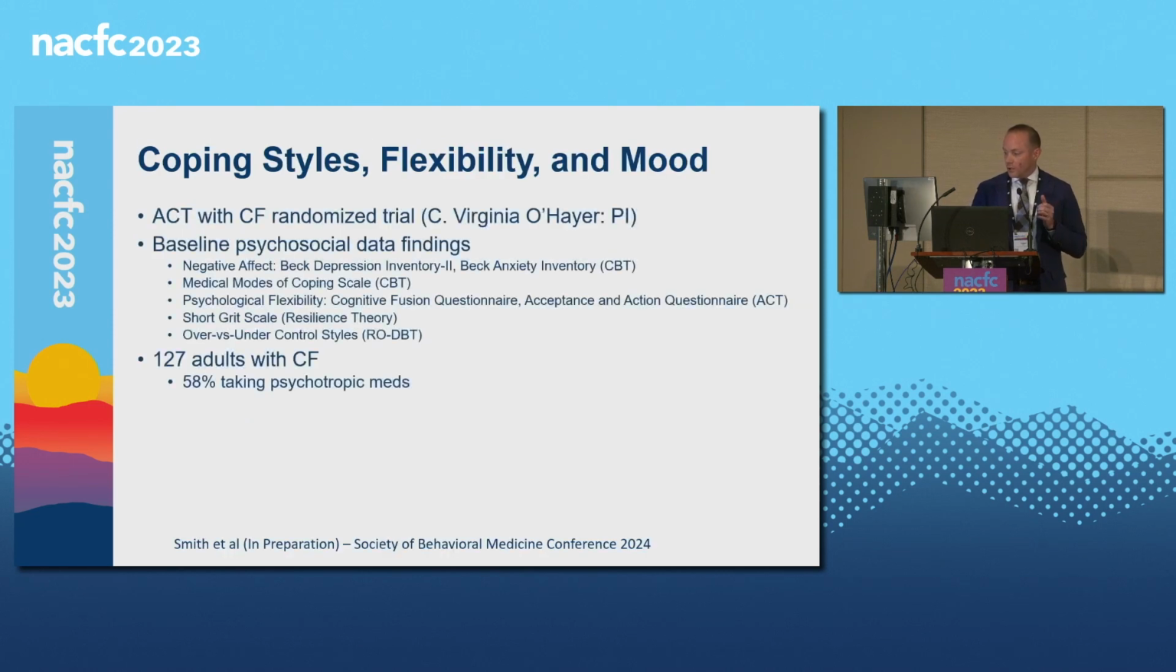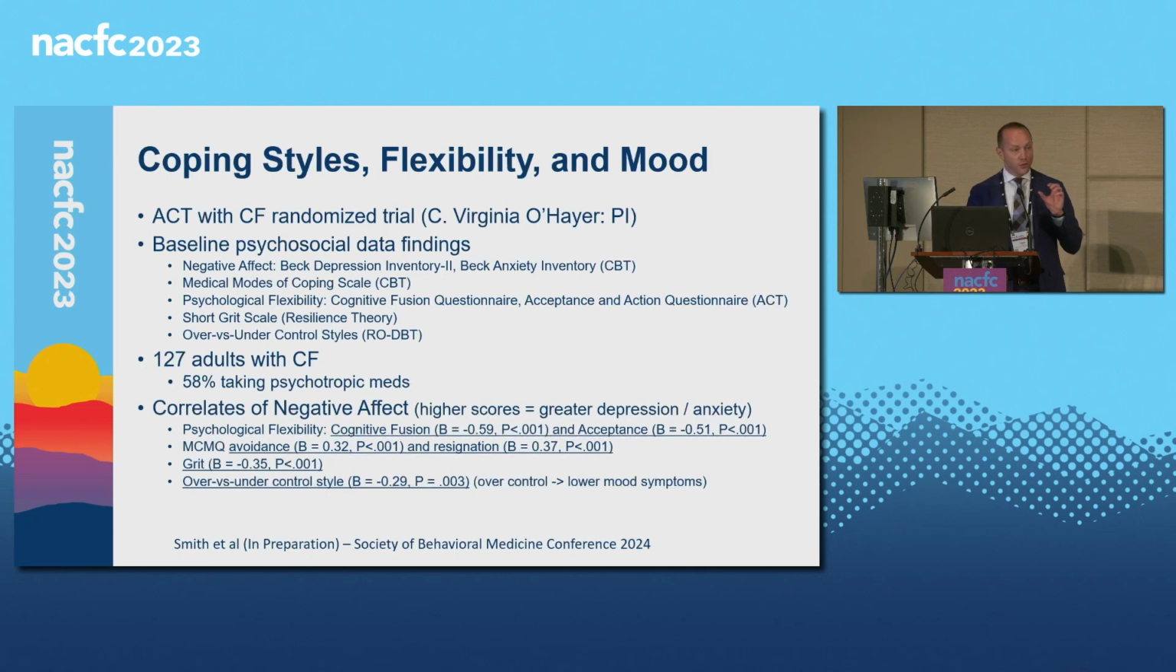And when you look at how things like grit, psychological flexibility, and over versus under control styles went with how they were doing overall, flexibility was probably the strongest correlate of having lesser depression and lesser anxiety, even when you control for things like grit or over versus under control. Not that those other things aren't important, but it's also important to be flexible at times as well.